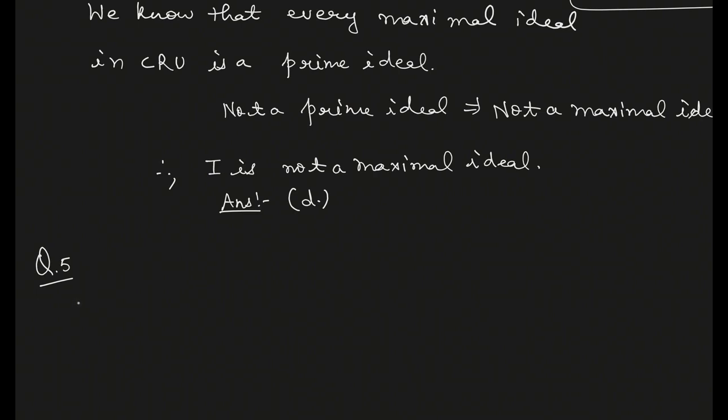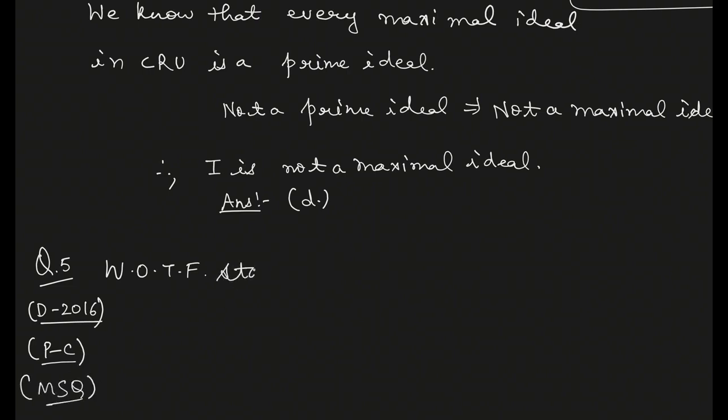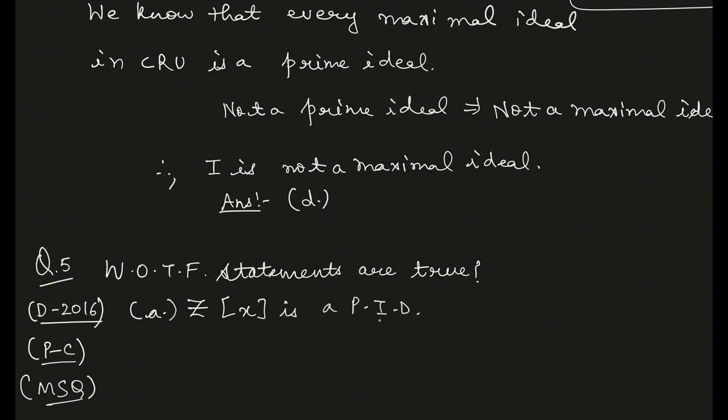Next, which of the following statements are true? Option A, Z[x] is a PID. Option B, Z[x, y] upon the ideal y plus 1 is a unique factorization domain.